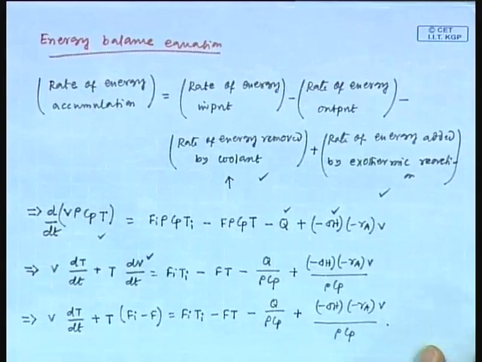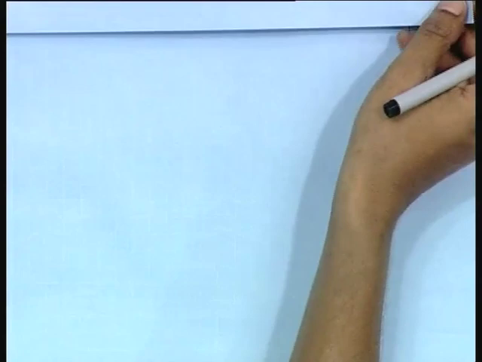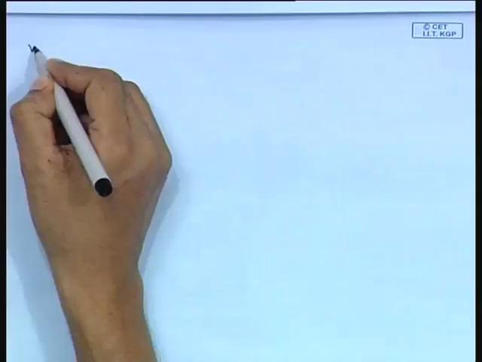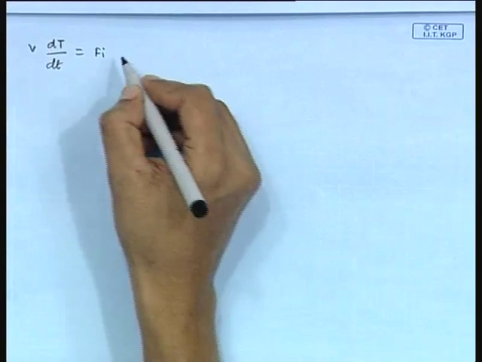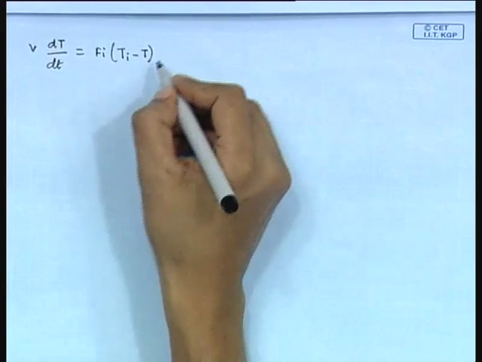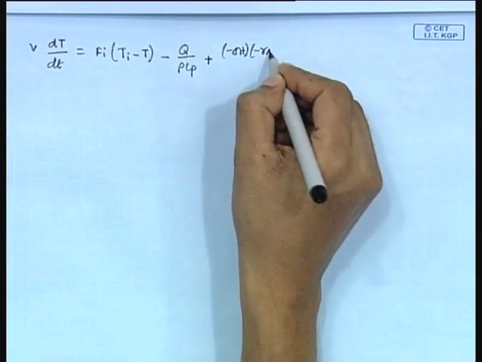Now this F T and this F T we can cancel, and then we get V dT/dt equals Fi (Ti minus T) minus Q divided by rho Cp plus minus del H minus Ra into V divided by rho Cp.